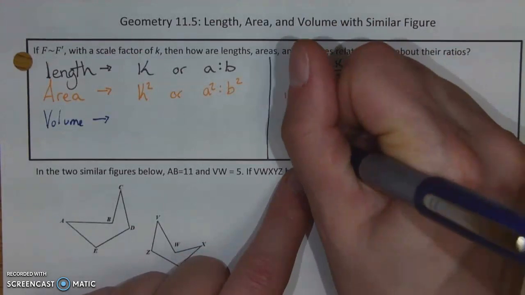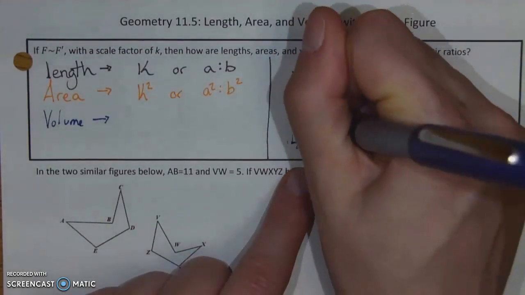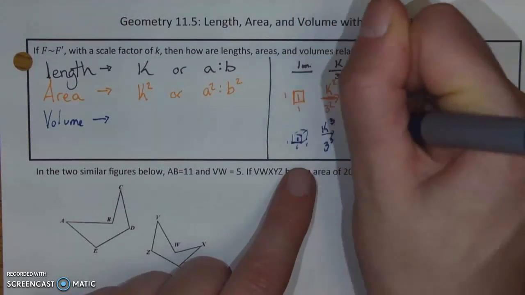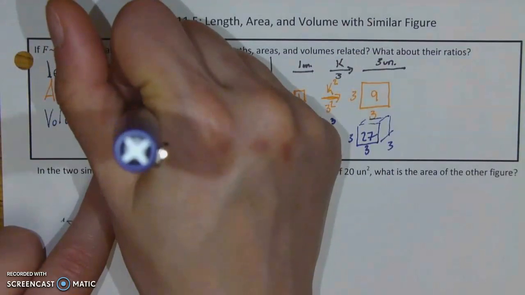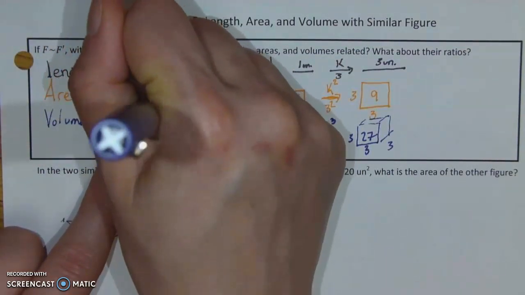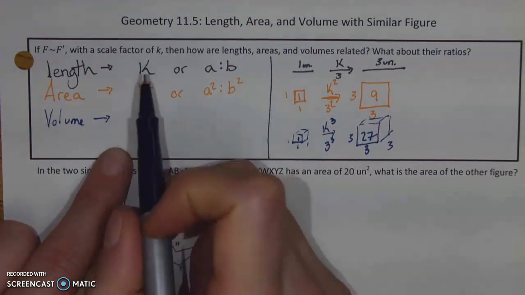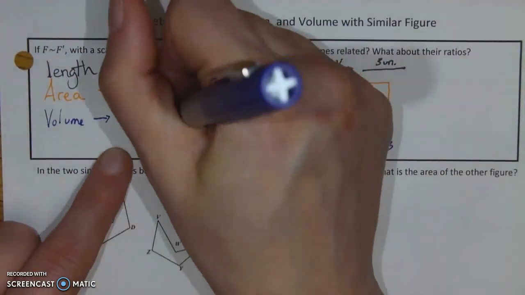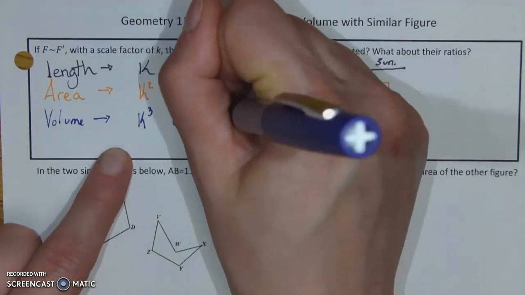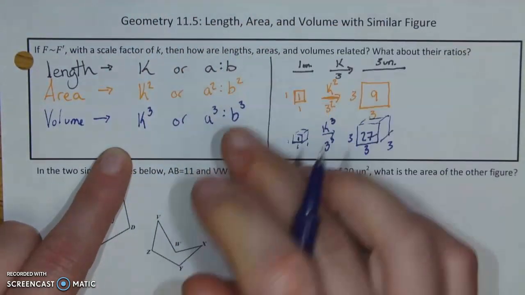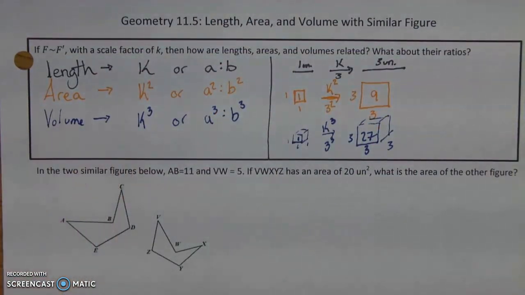3 times 3 times 3, of course, is just 3 cubed, which means that all I'm doing to my k value is cubing it from the original. And that general rule will follow. My volume will change by a factor of k cubed, the original scale factor cubed. And you can also write that as a ratio where you have a to the third, b to the third, using a and b from your original scale factor, or k.